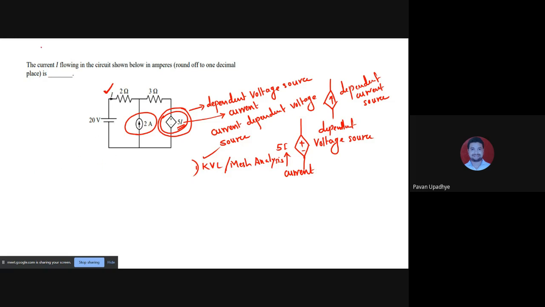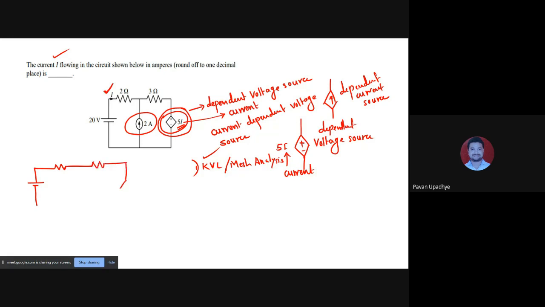Because the method is not mentioned in the GATE examination. Look at this. If you read this statement, you will not see any method mentioned here. You just have to find the I, whichever method you find suitable. Now the choice is with us. So we will try to apply Kirchhoff voltage law or mesh analysis method to this circuit.